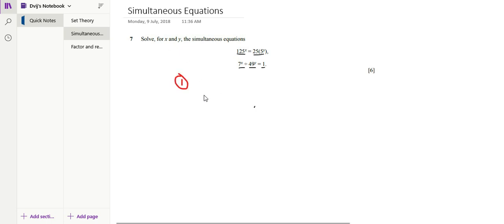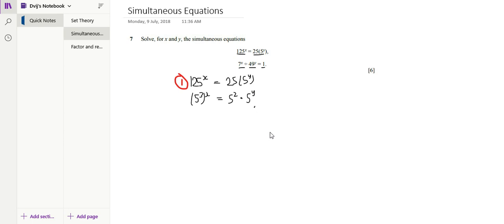So let's say that's equation 1, which is 125 to the power of x is equal to 25 times 5 to the power of y. Cool. So what do you notice about 125, 25, and 5? Well, that's 5 cubed, that's 5 squared, and that's just 5 to the power of 1, if you will. So let's rewrite that. Let's say 5 cubed to the power of x is equal to 5 squared times 5 to the power of y.